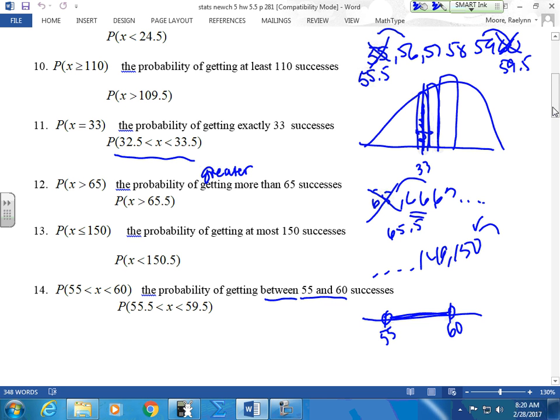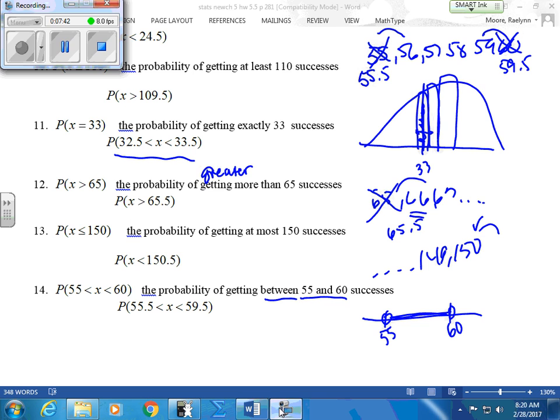Everybody good with these? I know they seem basic, but as soon as we put this whole thing together, that's where the mistakes are. So make sure you're good with this.